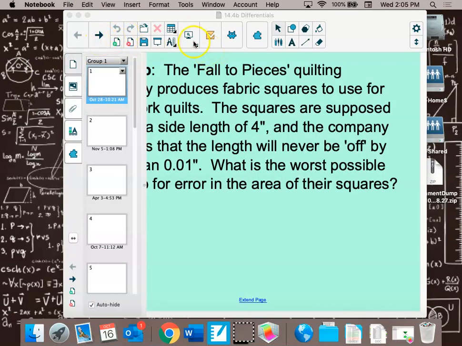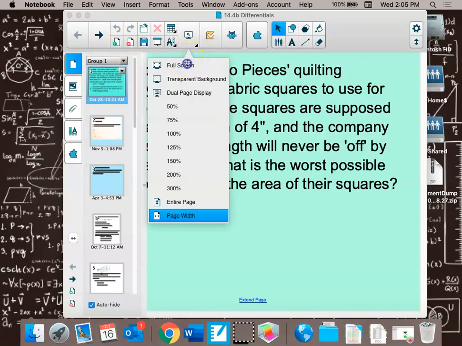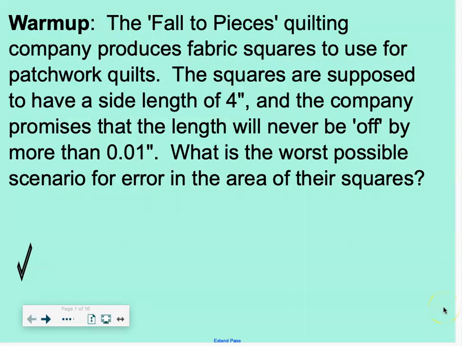Okay, so I want you to take a minute at your desks, not on the boards, just at your desks, and I want you to do the warm-up. So here's our warm-up. This is going to get us into the world of what differentials actually are. All right, do them on the boards.